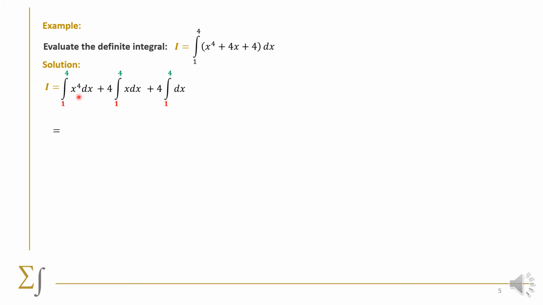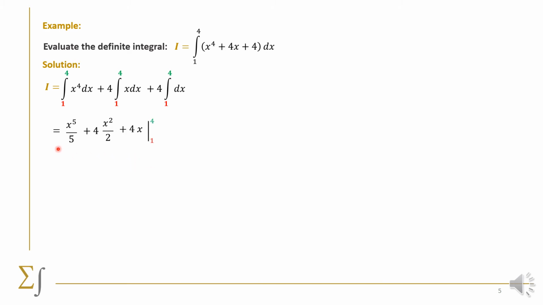So what's the integral of x power 4? It's x power 5 over 5. What's the integral of x dx? It's x squared over 2, and here comes the 4. What's the integral of dx? It is x, and here also comes the 4, and all this will be evaluated from 1 to 4.